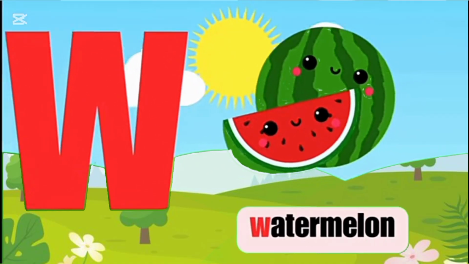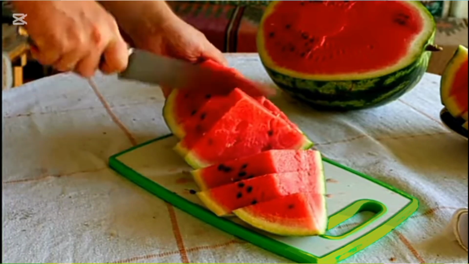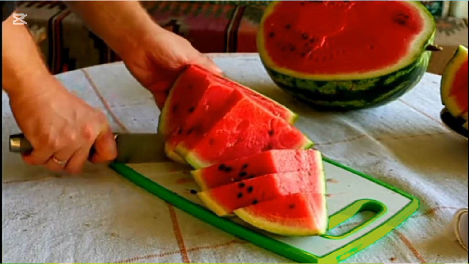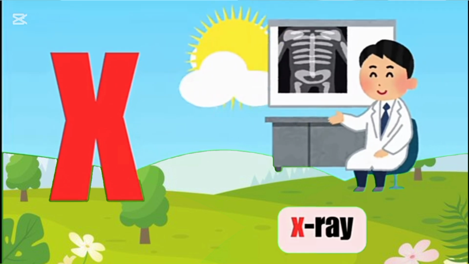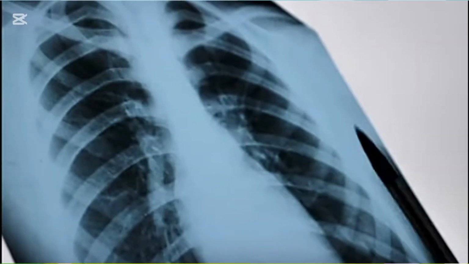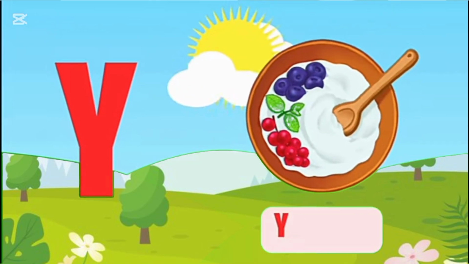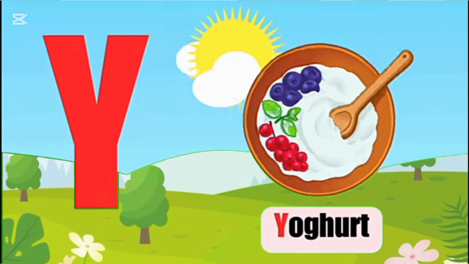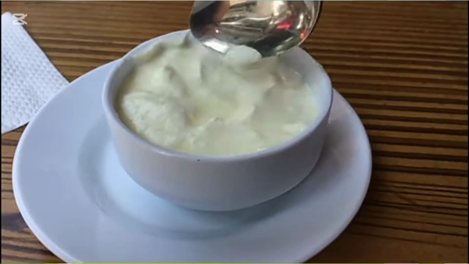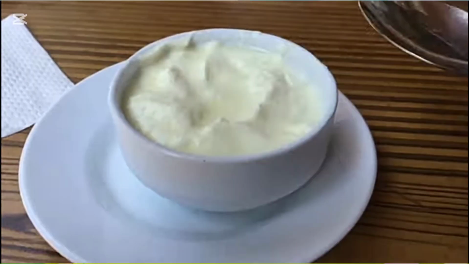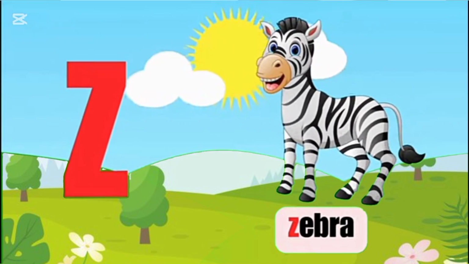W. W for watermelon. Watermelon, watermelon. X. X for X-ray. X-ray, X-ray. Y. Y for yogurt. Yogurt, yogurt. Z. Z for zebra. Zebra, zebra.